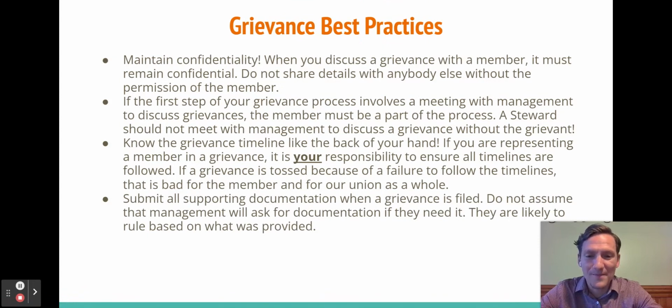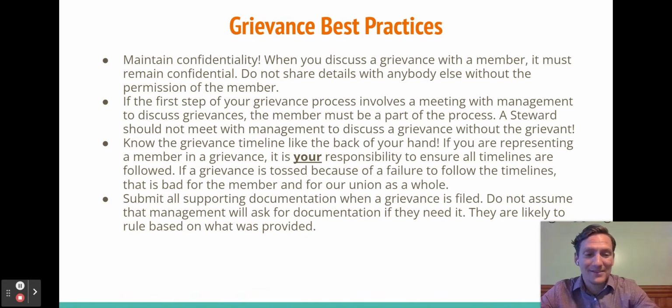All right, now we want you to submit all your supporting documentation when a grievance is filed. Especially in our processes where there is no hearing. Submit all the documentation when it's filed. Don't assume they're going to ask you for that documentation if they need it. More often than not, management is more likely to just rule based on the information that was provided.